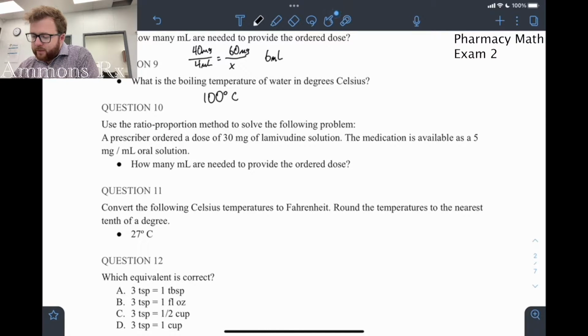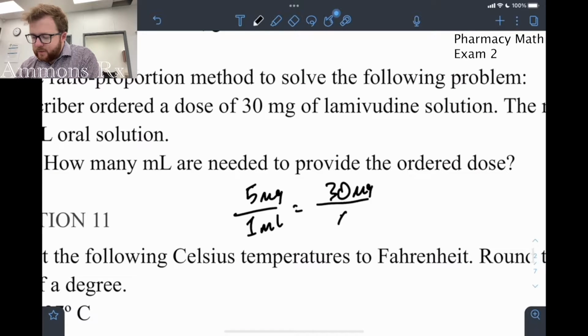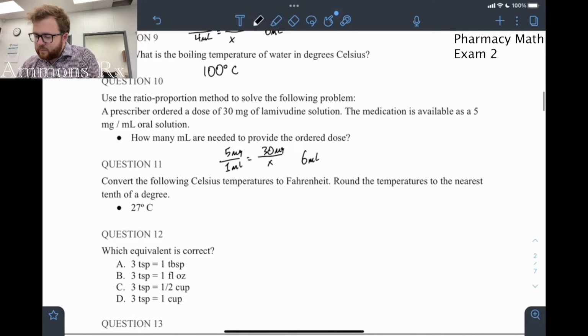A prescriber ordered a dose of 30 milligrams. The medication is available at 5 per mil. How many do we need for 30? So 5 milligrams per mil, and then 30 milligrams x. 30 divided by 5 is going to be 6 mils.